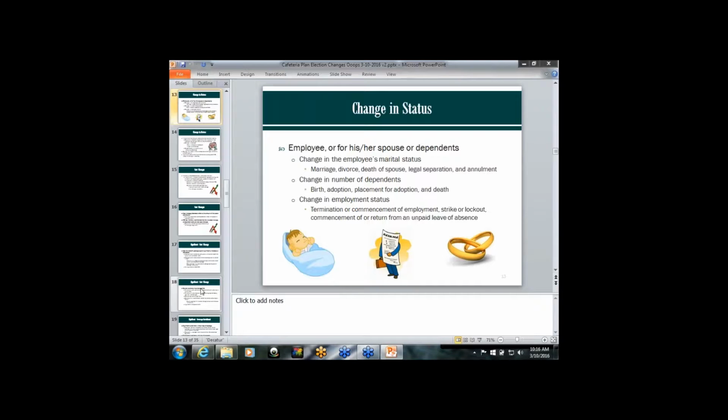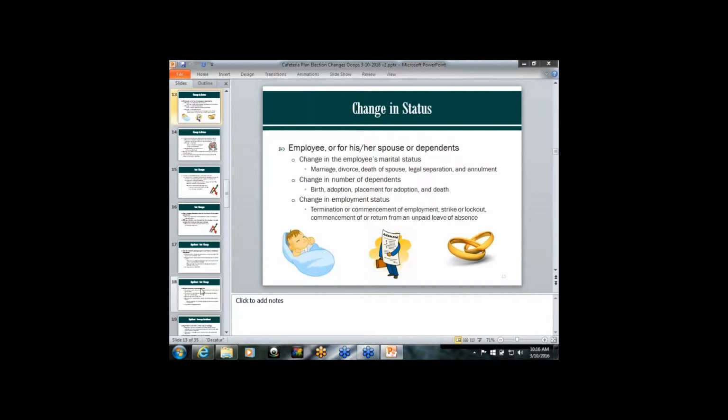And then change in employment status. Maybe you have an employee who is going from full-time to part-time or part-time to full-time. If you're in a union situation, there could be a strike or a lockout. And when we talk about dependents, just going to digress for 1 second, we generally mean a tax dependent under Internal Revenue Code Section 152, except for an accident or health coverage, because we know there that it means any child who has not reached age 27 at the end of the calendar year.